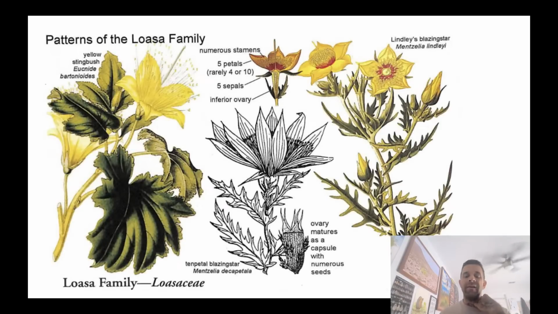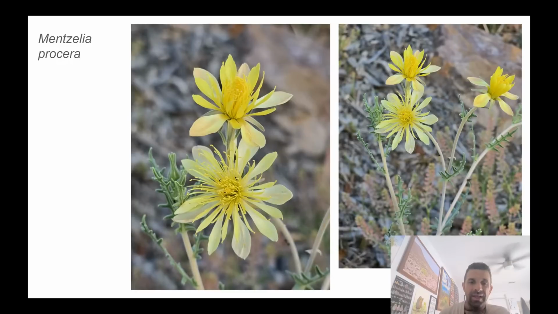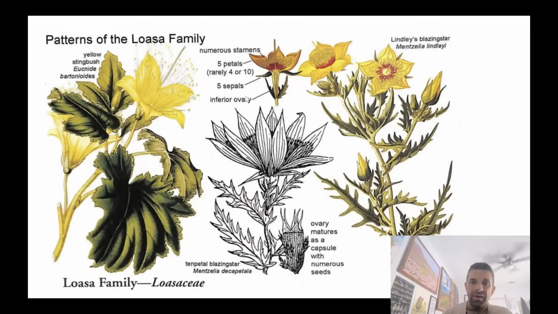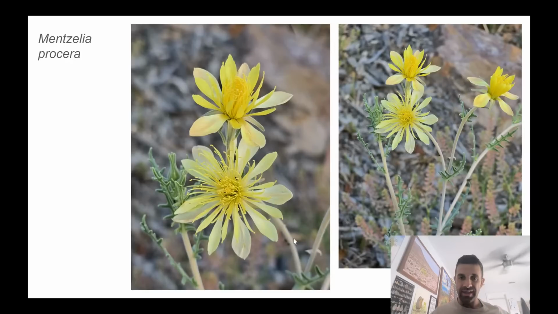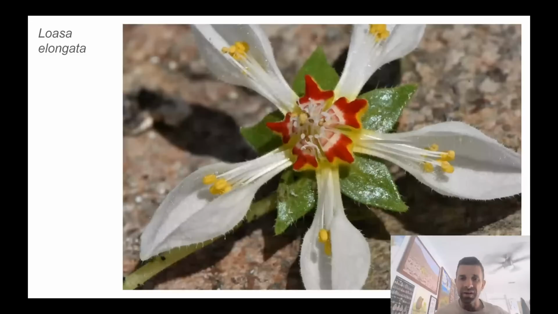Patterns of the Loasa family. There's a few of these behind the school. A few members of these in the genus Mentzelia. Here's a great example, Mentzelia procera. What are synapomorphies? Shared traits. Synapomorphies are shared traits of all the plants in a family. Of the flowers here: numerous stamens, kind of like cacti, 5 petals, 5 sepals, and an inferior ovary. This thing right here that looks like the stem actually turns into a fruit, like you can see here. That dry capsule fruit, there's tons of seeds inside. It's an inferior ovary. Mentzelia procera.